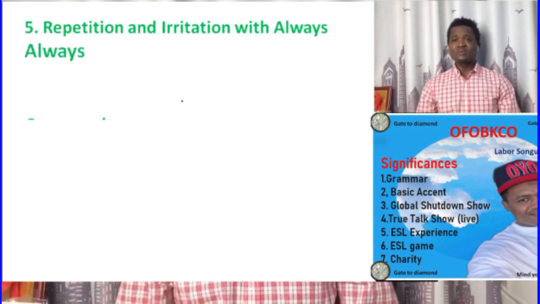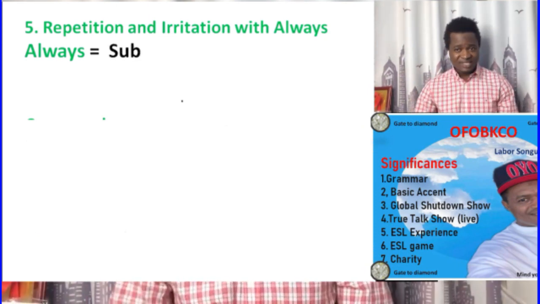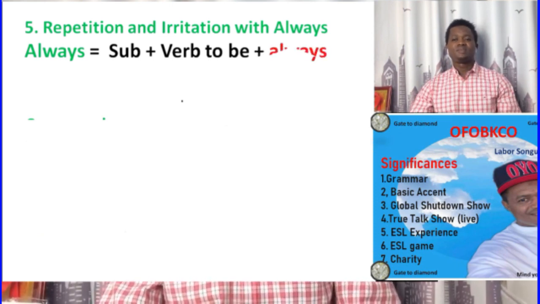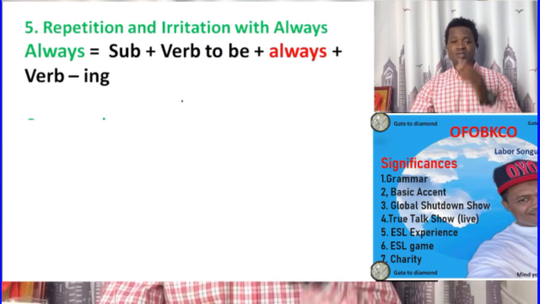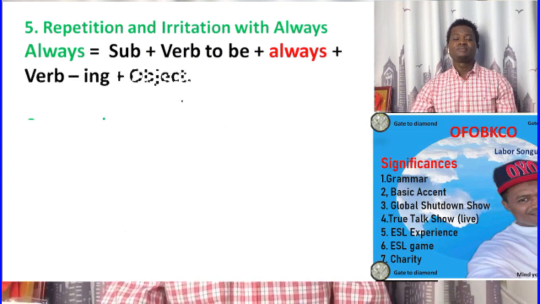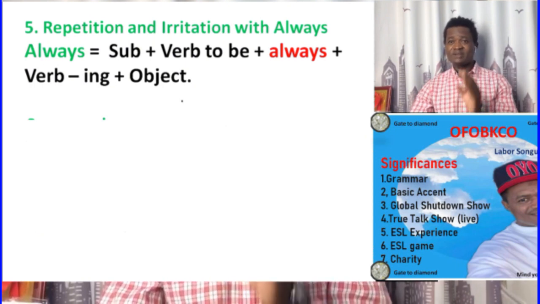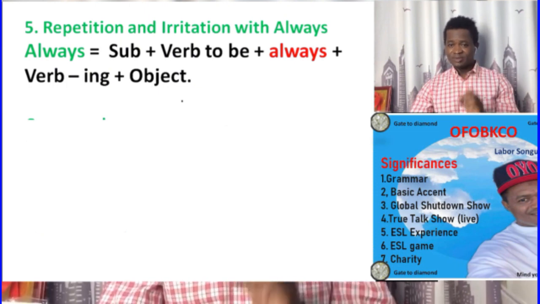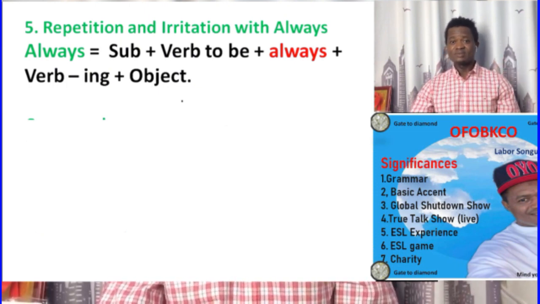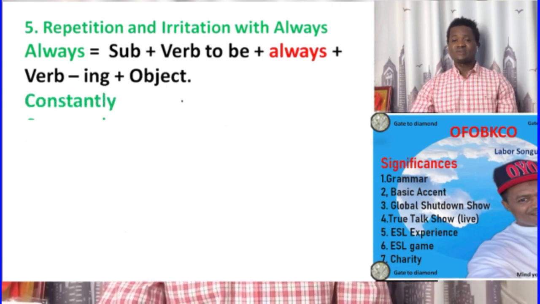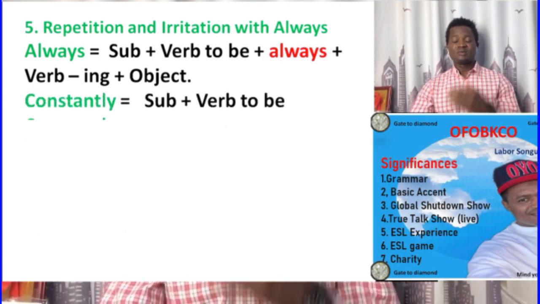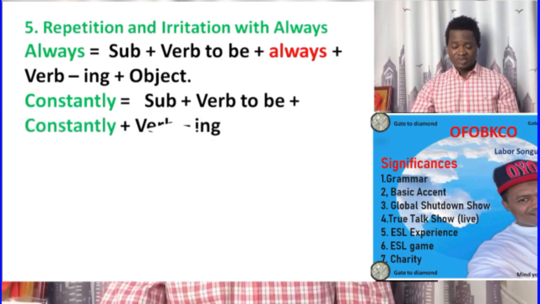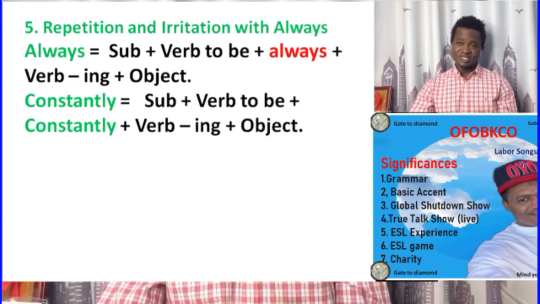So for always we have the formula. The formula for always is: subject plus verb to be plus always plus verb-ing plus object. This is the formula for always in past progressive, in repetition and irritation. That is an annoying situation. Now let's go to constantly. The formula for constantly is subject plus verb to be plus constantly plus verb-ing plus object.